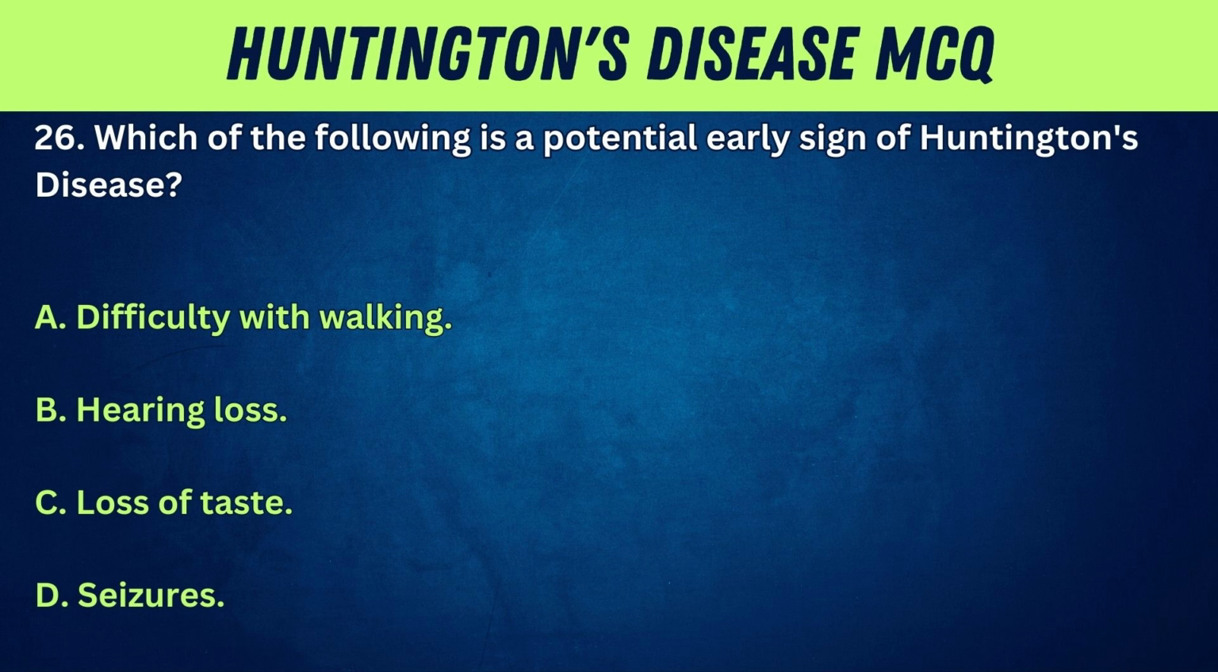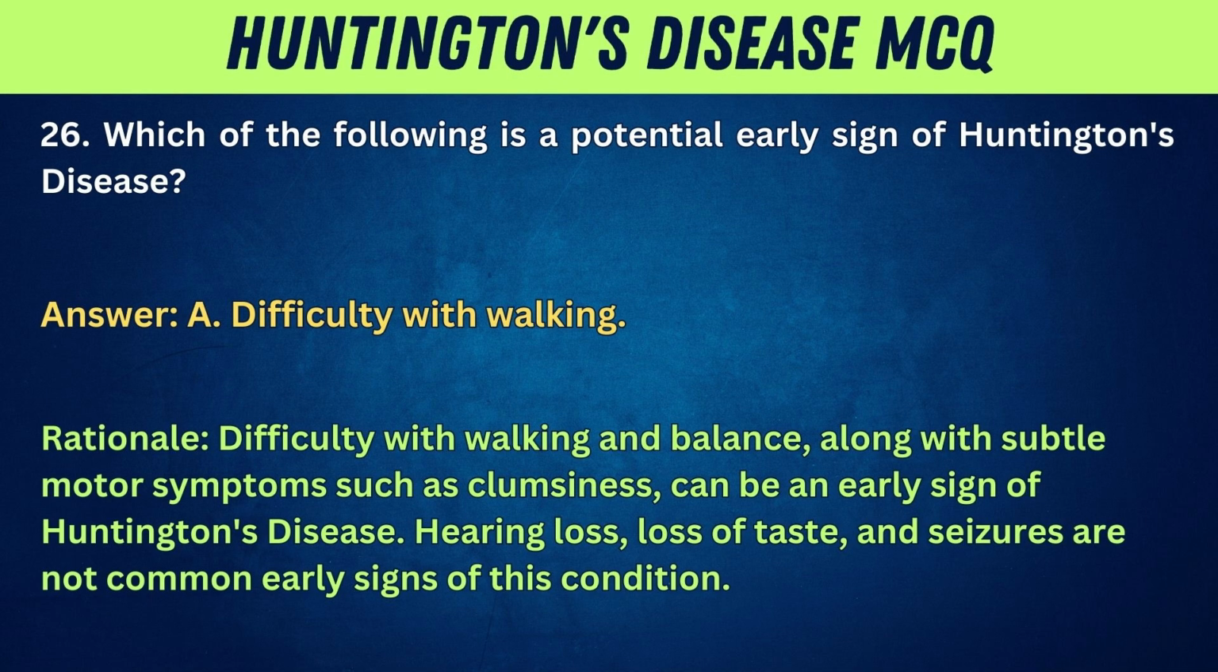A. Difficulty with walking. B. Hearing loss. C. Loss of taste. D. Seizures. Answer: A. Difficulty with walking. Rationale: Difficulty with walking and balance, along with subtle motor symptoms such as clumsiness, can be an early sign of Huntington's disease. Hearing loss, loss of taste, and seizures are not common early signs of this condition.